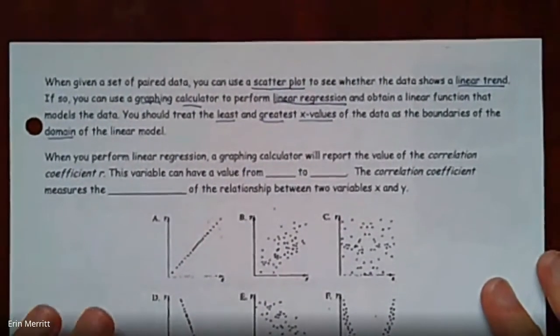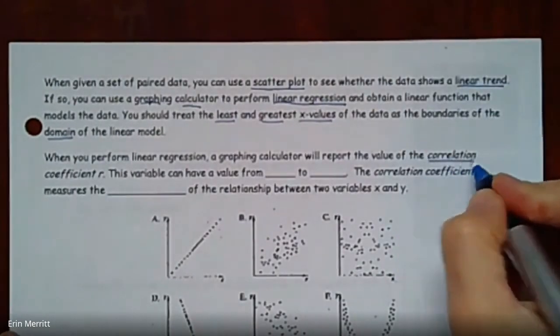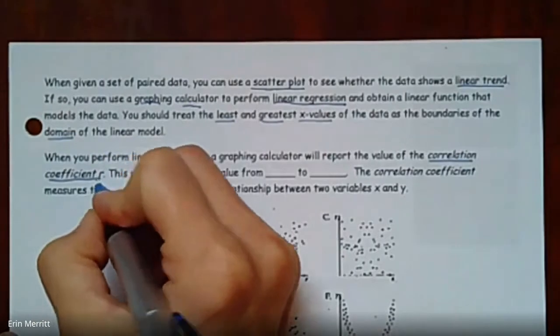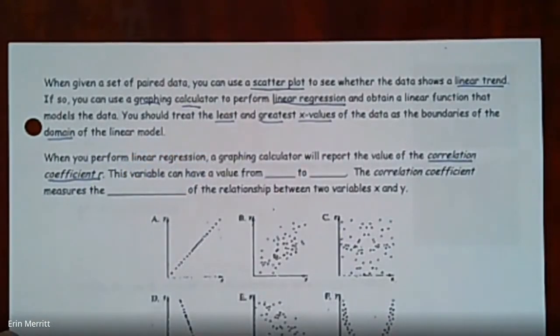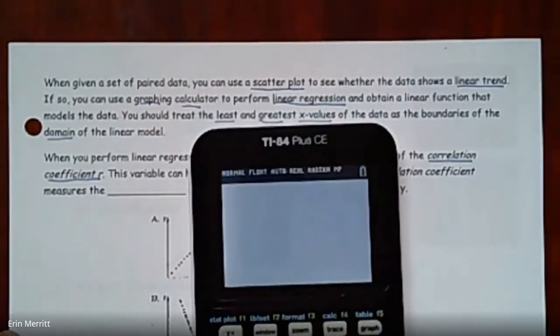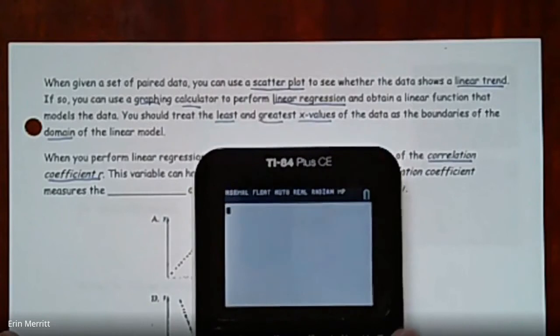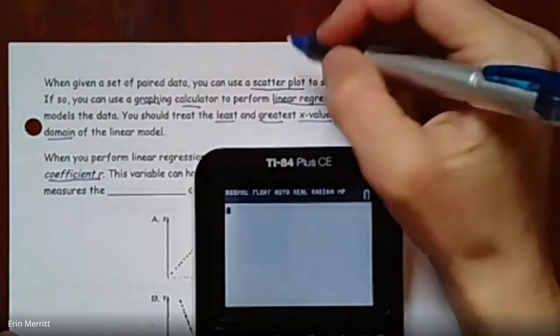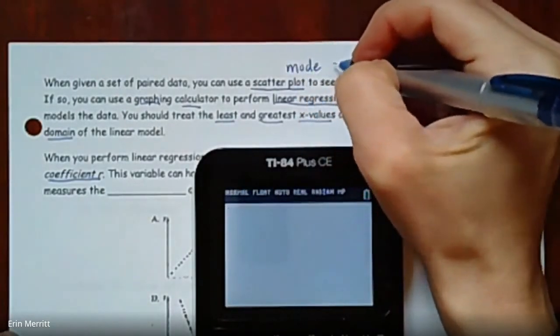So the second part says when you perform a linear regression, your graphing calculator is going to report the value of the correlation coefficient R, all right? To make sure that you get the correlation coefficient R, you have to make sure the diagnostics are on in your calculator. I'm going to show you right now, and I want you to have your calculator with you so that you can do this. But if for some reason it doesn't work or if you're not sure, make sure to ask me in class, all right? So to turn the diagnostics on, if you have one of the newer calculators, it's under mode.